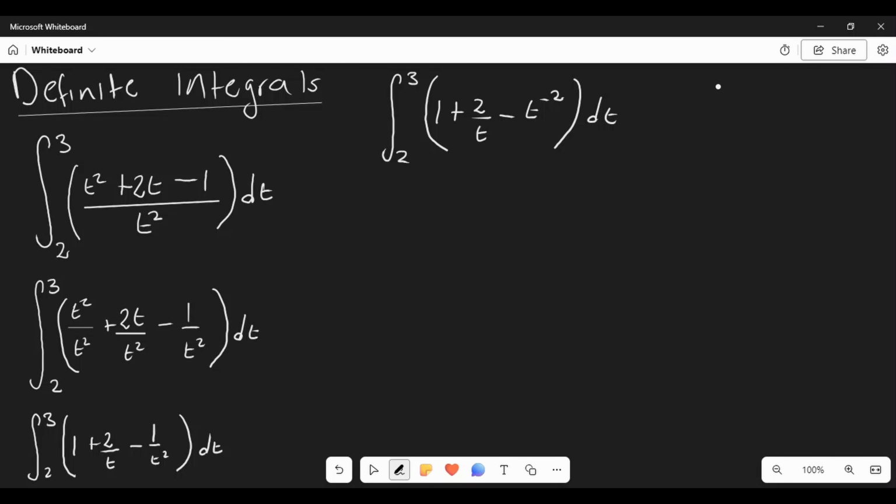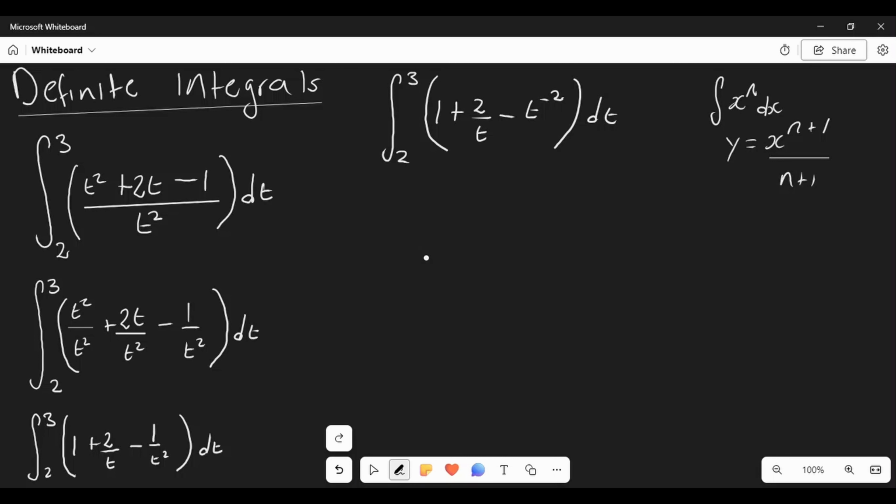The power rule, guys, goes like this. When you have something like x to the power of n, when you integrate this, it's going to be x to the power of n plus 1 divided by n plus 1, plus c. But this time around we don't include c because these are definite integrals, so leave out that c.